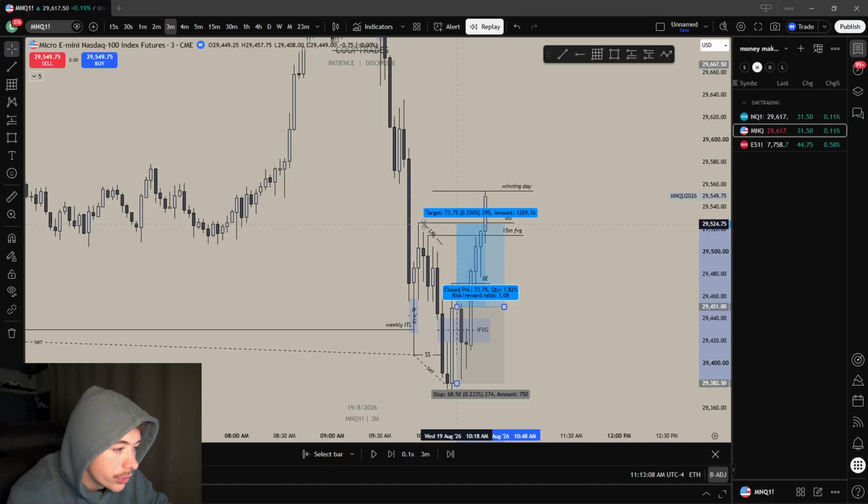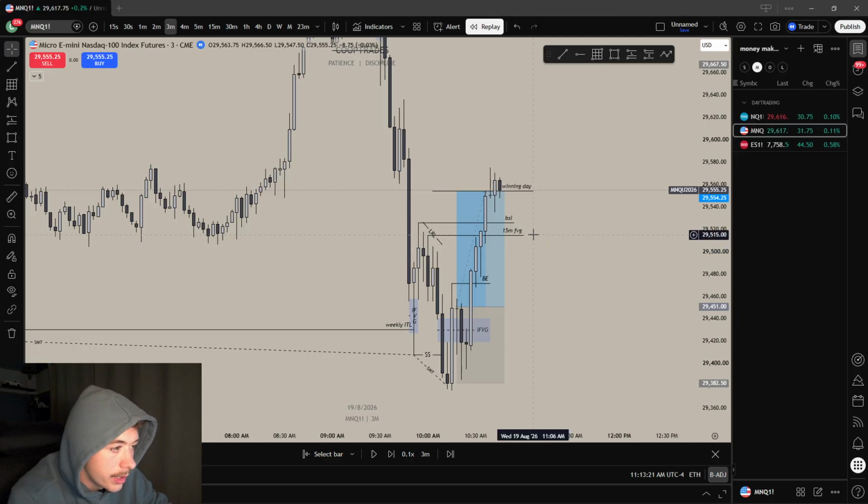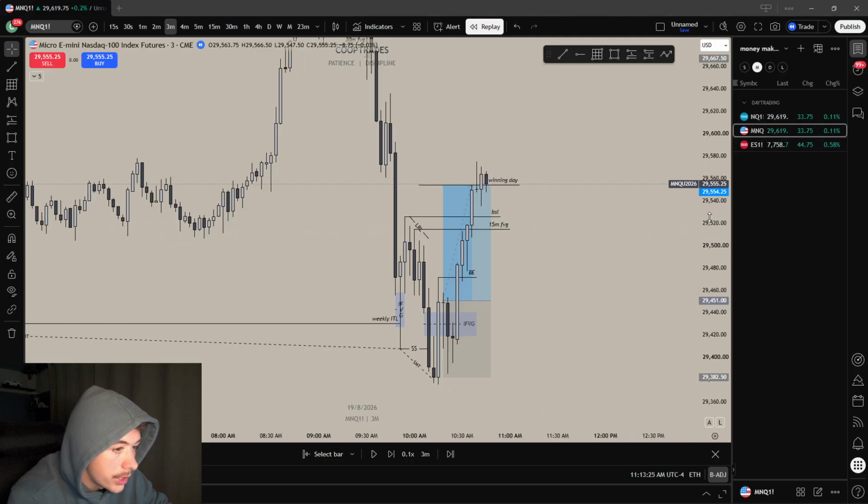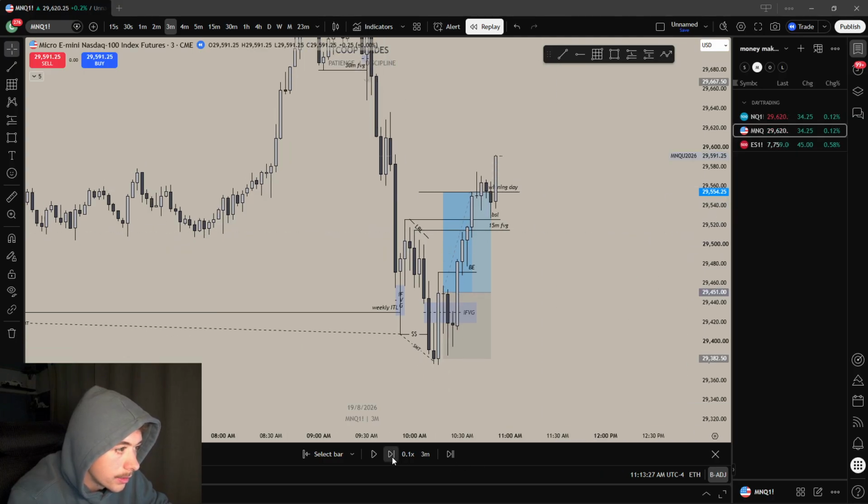But I did trail my stop here. When we hit this, I trailed it very tight for a 1-to-1 just to secure break even. And then I was holding up to here, and then I ended up trailing to here just to secure the winning day. So $165 on the day, winning day, $150 on these Lucid accounts. So I secured a winning day there. And yeah, that's about it.